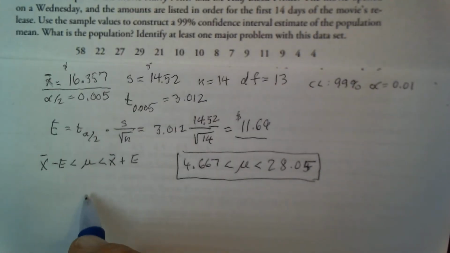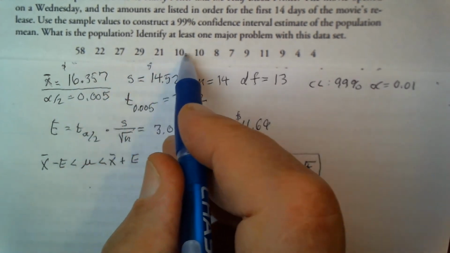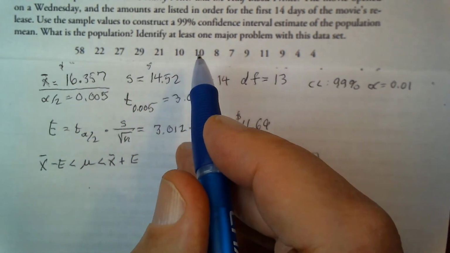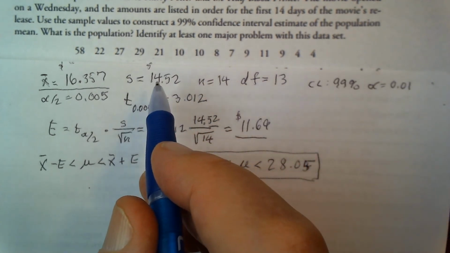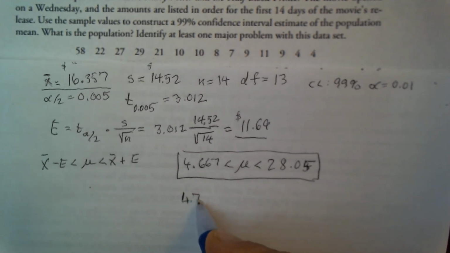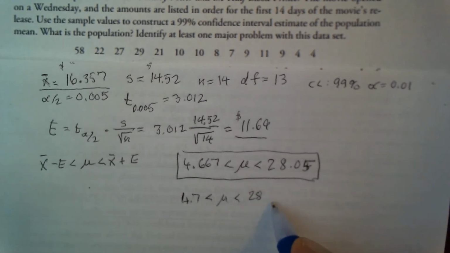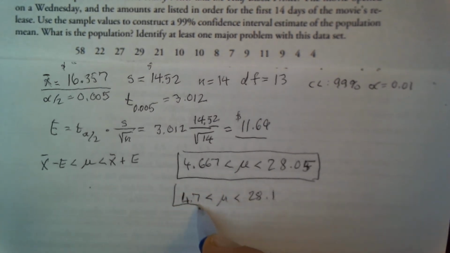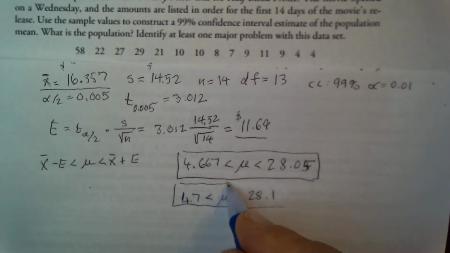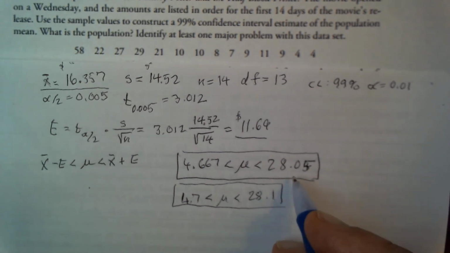Another way to solve this problem is with technology, and I did that also. I input all the values that are given here in my TI Inspire, which is basically the same as a TI-84. That came out to 4.7 less than the mean, less than 28.1, and that's millions of dollars also. So technology is essentially the same if we round this to 4.7 and this to 28.1.